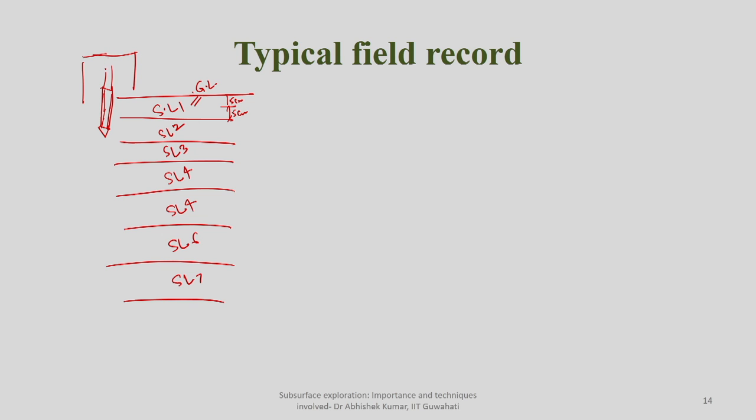So, typical field records: as you go to the site of interest, you will have different soil layers. I can say soil layer 1, soil layer 2, soil layer 3, soil layer 4, soil layer 5, soil layer 6, soil layer 7, and within this, this is like 5 centimeter, and so on for other thicknesses, and this is your ground level. You start pushing your penetrometer here; there will be this hollow rod and solid rod, which is connected to your reaction chamber, which is pushing it into the ground.